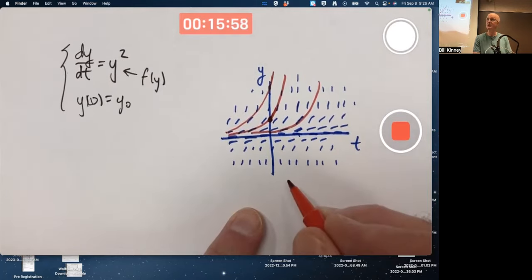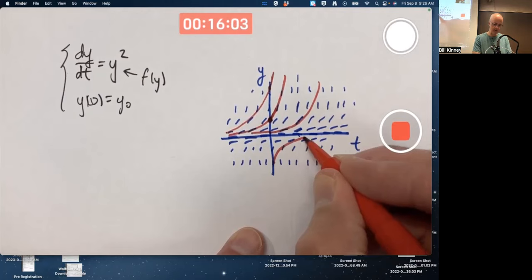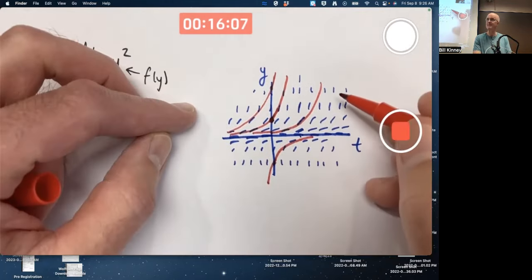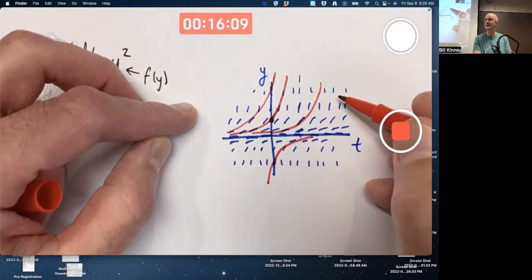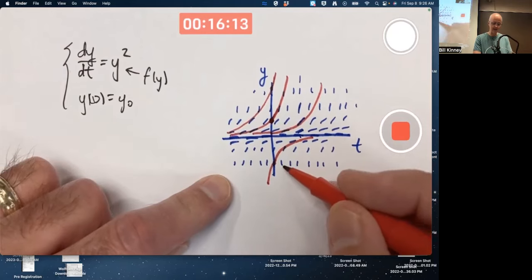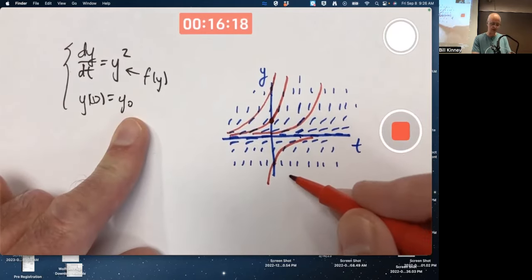Solutions whose initial conditions are negative do behave differently. They're still increasing, but whereas when y is positive, it looks like there's a horizontal asymptote as t goes to minus infinity, when y naught is negative, it looks like there's a horizontal asymptote as t goes to plus infinity.